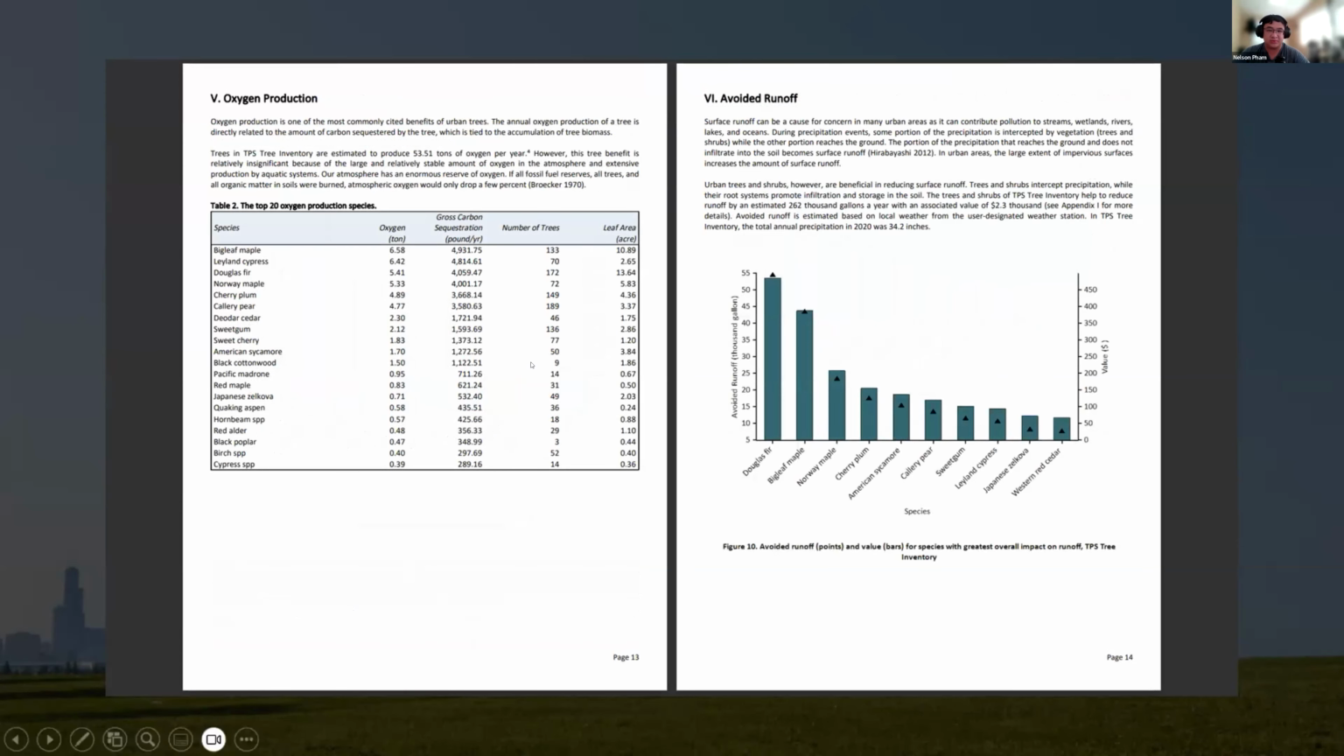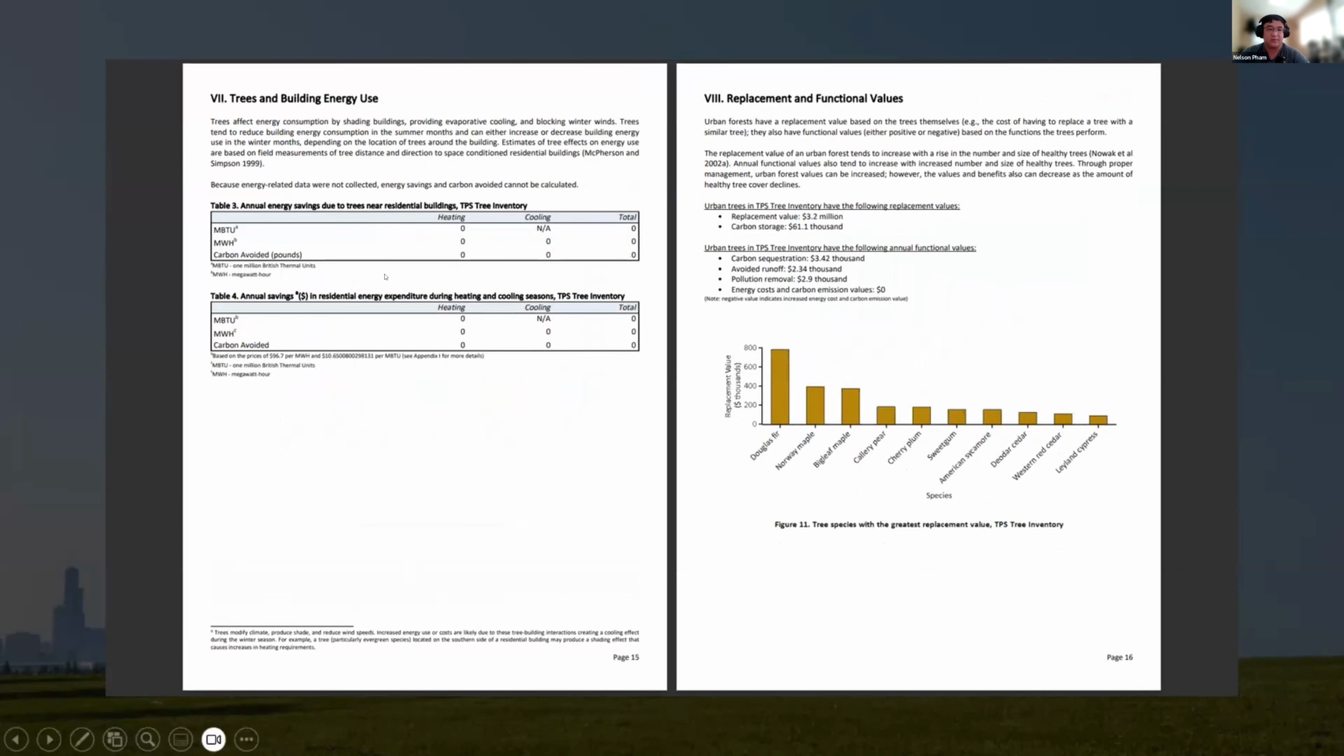Here are tree oxygen production values, also avoided stormwater runoff values, all the way down to tree and building energy use. I wasn't able to calculate these, but the next time I do something like this, I will be including this in my data. It also gives replacement value. So what trees were the most valuable that I found in total in these properties, and Douglas fir is the most common.